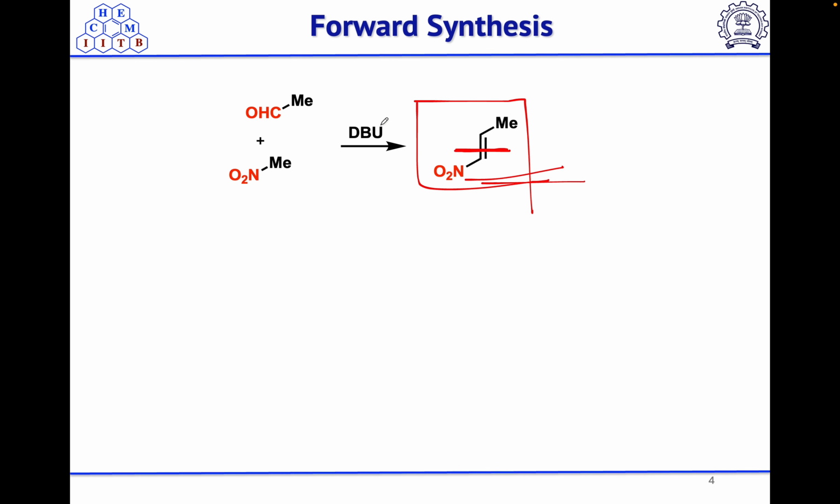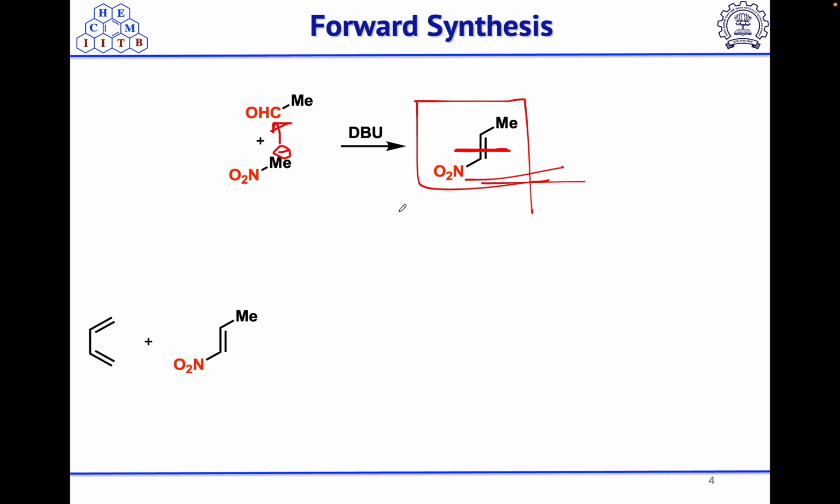Under treatment with DBU, DBU will abstract the acidic proton from nitromethane, and then it will undergo this aldol reaction with the aldehyde. So by this we can get our dienophile, right? Now that we have the dienophile, what will be next?